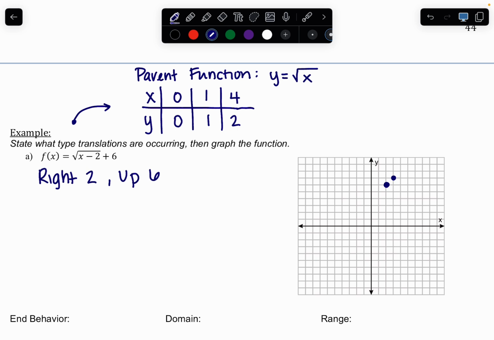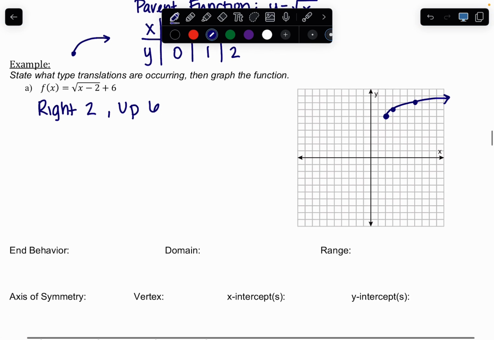And then to find our third point, we're going to go right 4 from the starting point, and then up 2. And then it's just going to be kind of like half of a parabola, curved. Make sure it's like half of a U, and that is your graph. It's not going to go past or to the left of that starting point. It's always going to go to the right. We're not going to worry about end behavior here.